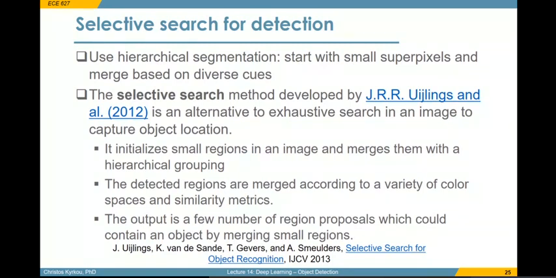So it works by first generating a sort of segmentation image and many candidate regions. And then greedily, it tries to combine similar regions to form larger and larger regions. And it uses all these generated regions for the next steps for classification.